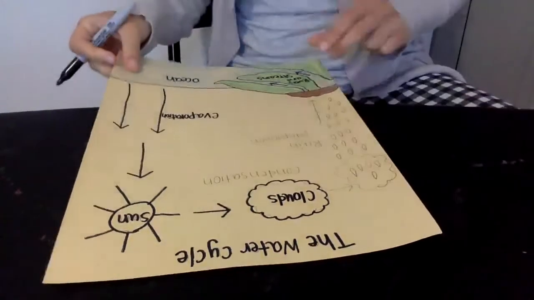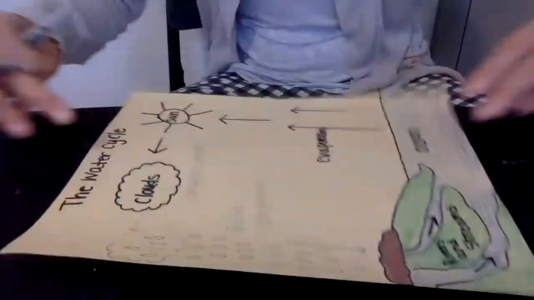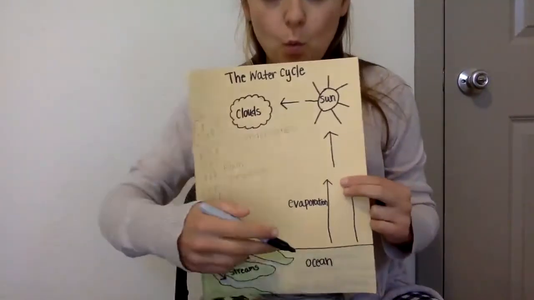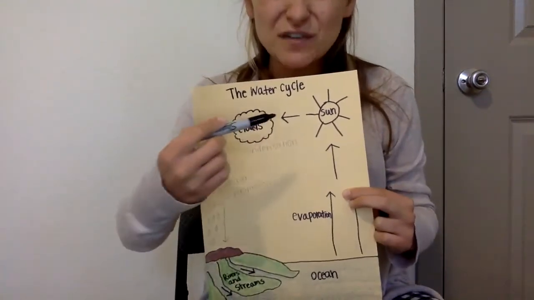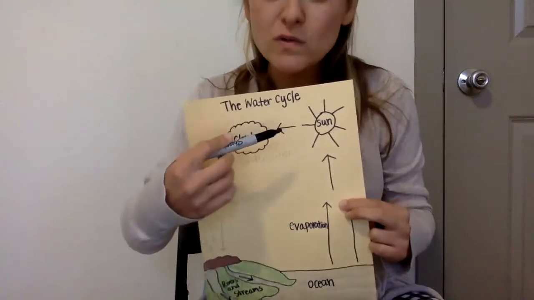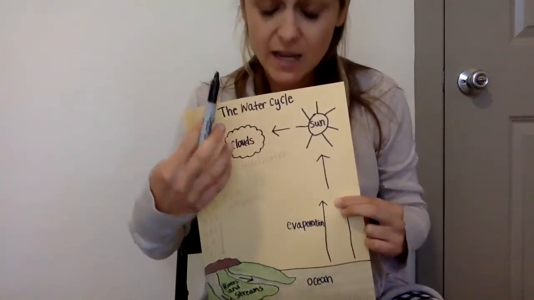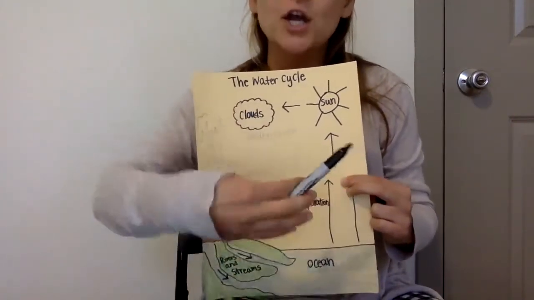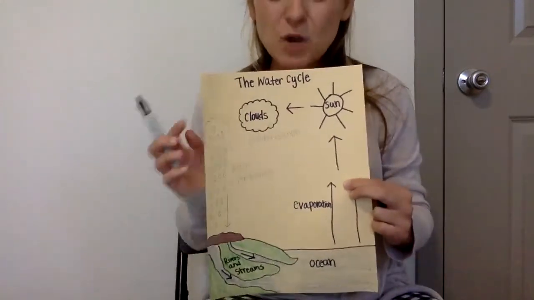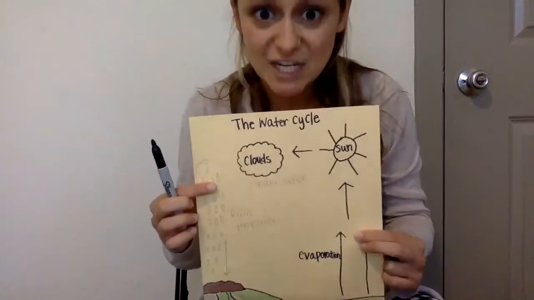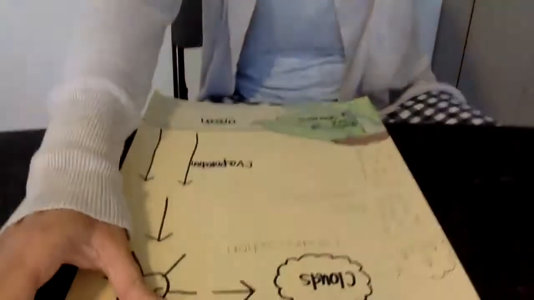C-O-L-A-U-D-S. Clouds. So as we can see here, our water evaporates up into the sky and condenses to form clouds because it cools once it gets up into the sky. So although it is heating up and evaporating up, the higher up it gets, it actually condenses. And this process is called condensation. So under the cloud, we will write the word condensation.